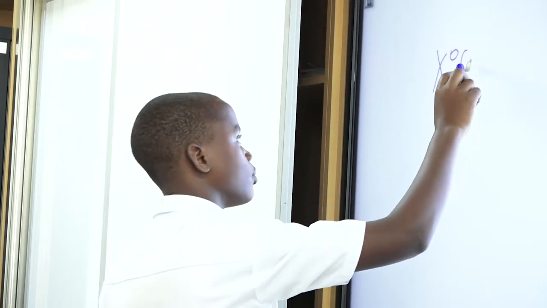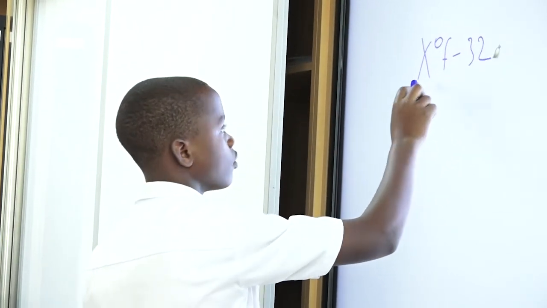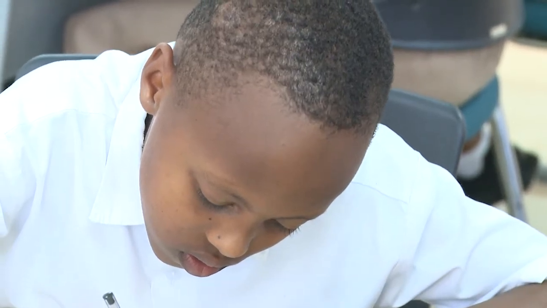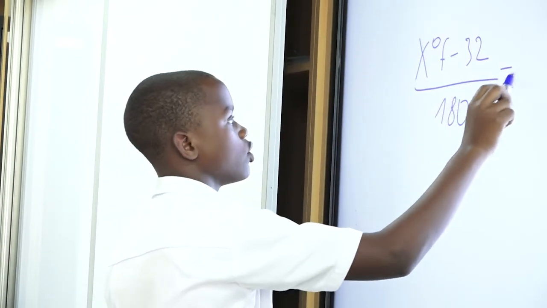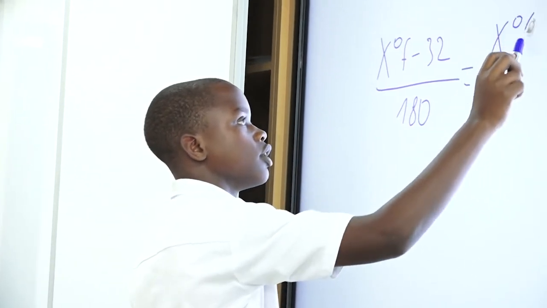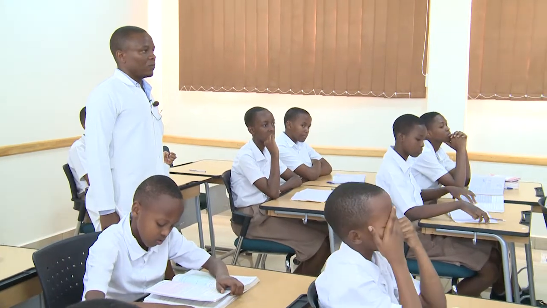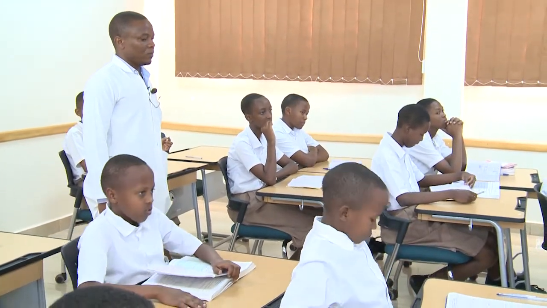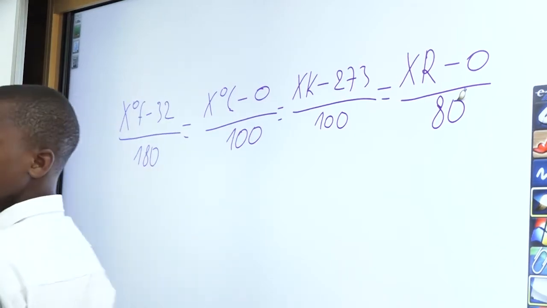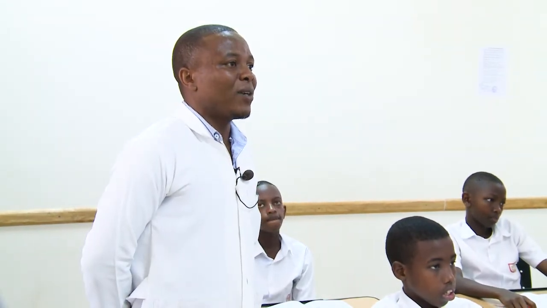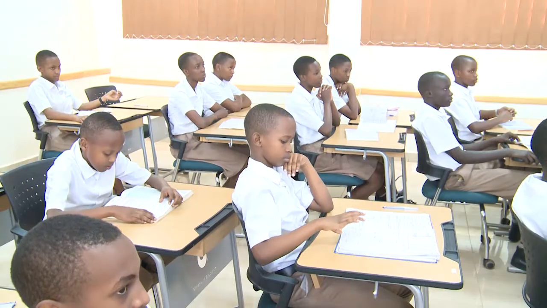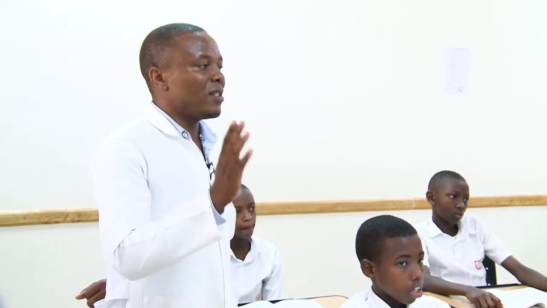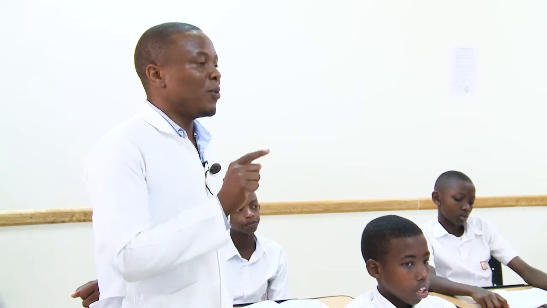X degrees Fahrenheit minus 32 out of 180, which equals X degrees Celsius minus 0 out of 100, which equals X degrees Reaumur minus 0 out of 80. Then who can go there and clarify each temperature scale? Then this part is this kind of temperature scale. Do you understand? This is also this one. Who can write the name of each one?